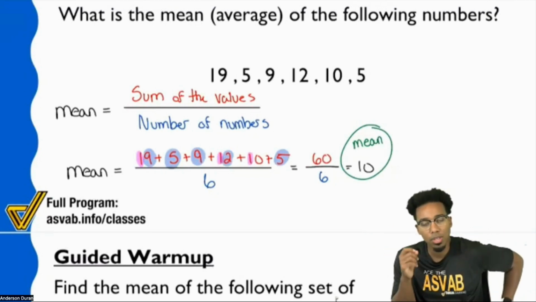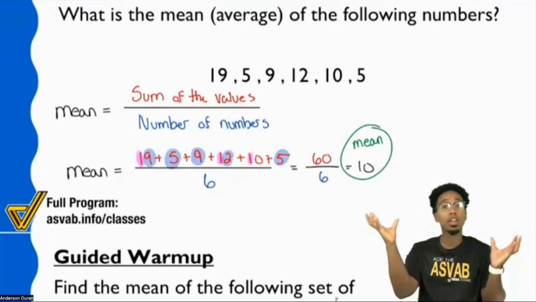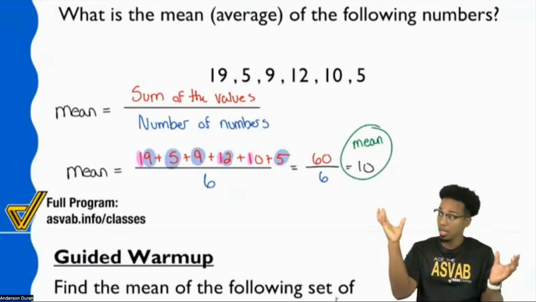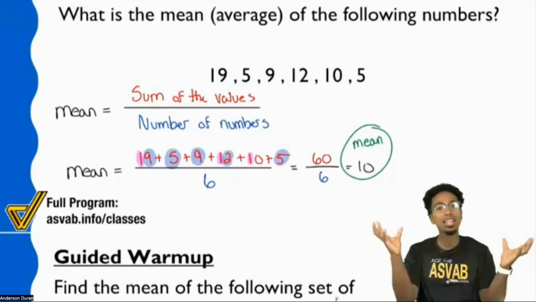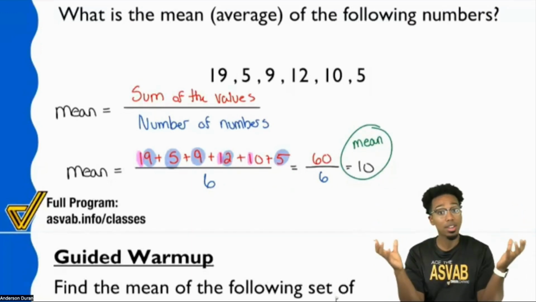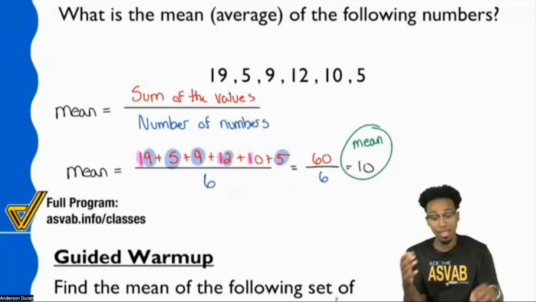The mean or the average of a set of numbers is that balance point. That number where all the numbers on the left and all the numbers on the right balance out perfectly. That's what average or mean is. That's really what it is.